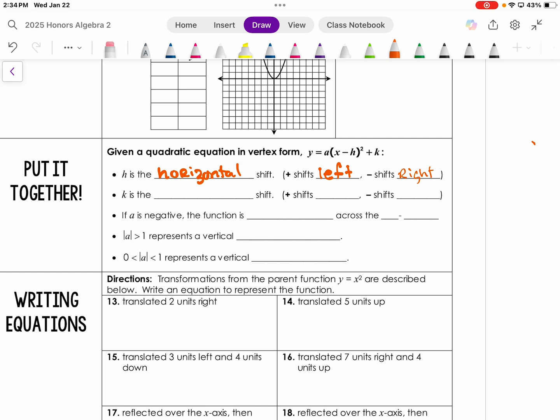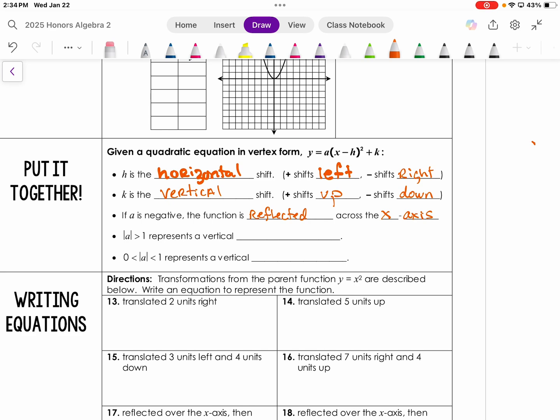K is the vertical shift. No matter what parent function it is, h and k have the same roles. Again, if it's a plus sign, then I move up. If it's a minus sign, then it moves down. If a is negative, so if there's a minus sign in front of the parenthesis, the function is reflected across the x-axis.